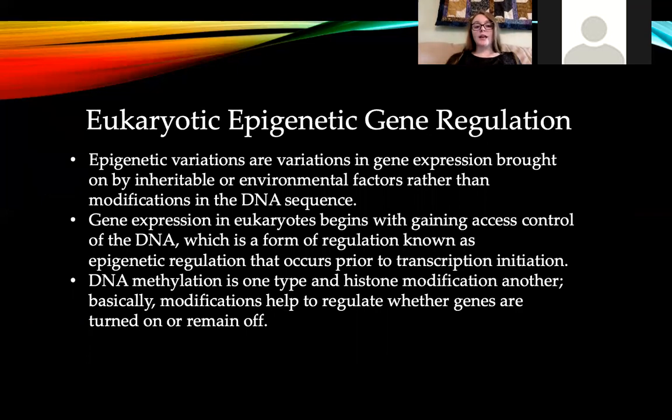Okay, eukaryotic epigenetic gene regulation. Epigenetic variations are variations in gene expression brought on by inheritable or environmental factors rather than modifications in the DNA sequence. Gene expression in eukaryotes begins with gaining access to the DNA, which is a form of regulation known as epigenetic regulation that occurs prior to transcription initiation. DNA methylation is one type and histone modification is another. Basically, modifications help to regulate whether genes are turned on or remain off.